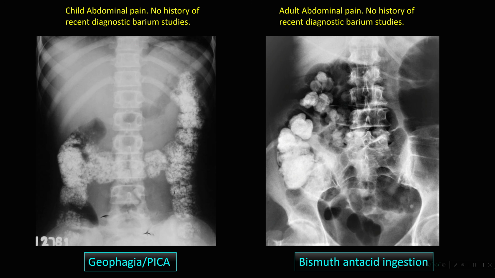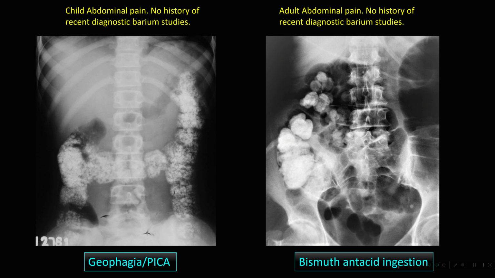Next, these are two different cases. This is a child with abdominal pain and no history of recent diagnostic barium studies. Typically you can see multiple tiny hyperdense radiopaque material seen filling the wall of the colon. This was a case of geophagia, where they ingest a large amount of soil or clay. This can also be seen in some psychiatric patients.